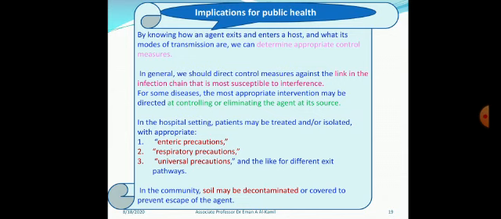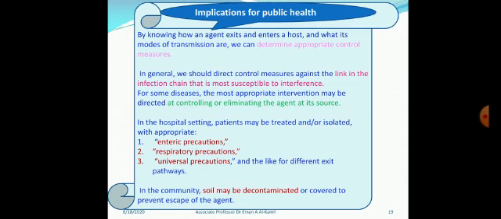So, what are the implications for public health? What are the implications of knowing the chain of infection for a public health physician? By knowing how the agent exits and enters a host, and what the mode of transmission is, we can determine the appropriate control measures. Knowing the portal of exit, the mode of transmission, and the portal of entry, we can interrupt this chain at different points by developing appropriate control measures.